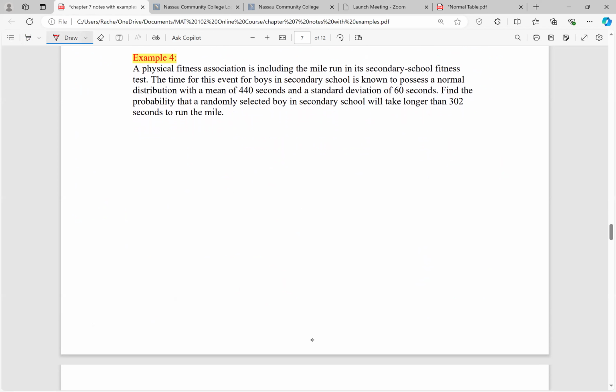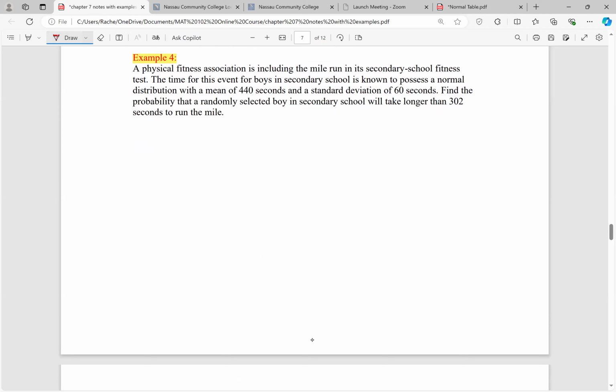Find the probability that a randomly selected boy in secondary school will take longer than 302 seconds to run the mile. So let's do the same thing that we did in the previous example. Do not even care about the question. That last sentence where it says find, I don't care about it. You have to understand what you're reading. What is the problem, not even necessarily what is it asking for, but who is involved? What's the group that we're studying? What's the variable of interest? What do I know about this variable?